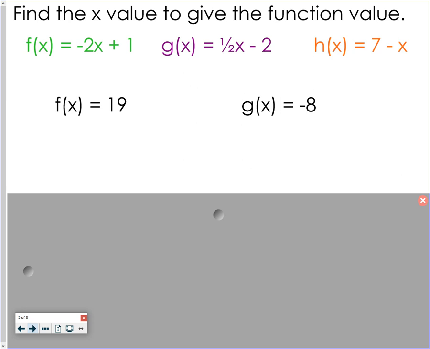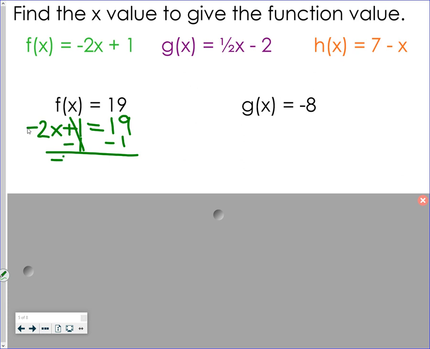If I keep those exact same functions, and now I know the value of those functions, but I want to know what the x had to be as the input. So if I know that f of x is equal to 19, I would use that f function. So I would know that -2x plus 1, that's what that f function was equal to. I want that to be equal to 19. Now I just have to solve this equation.